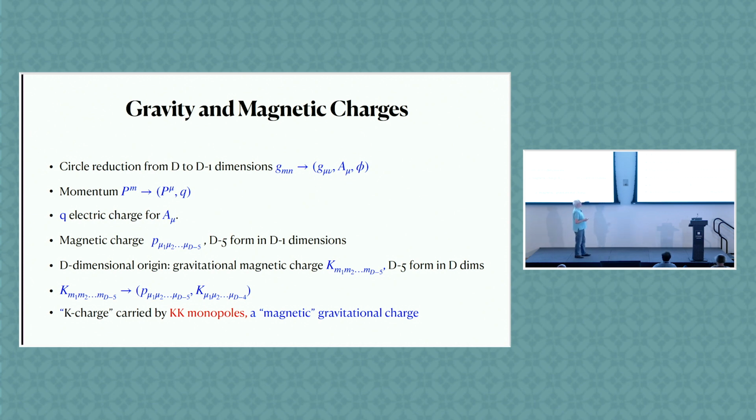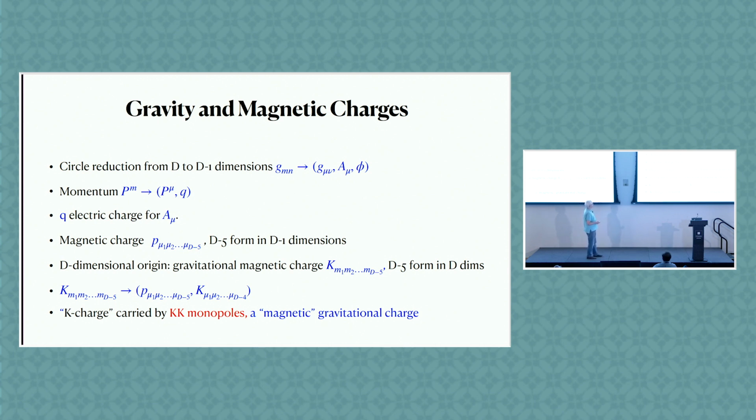And there's a magnetic charge, which is the d-5 form in d-1 dimensions associated with this. And this has an origin in d dimensions from a gravitational magnetic charge, which is a d-5 form in d dimensions, whose dimensional reduction gives rise to the magnetic charge for the graviphoton and the gravitational charge reduced down by one dimension.